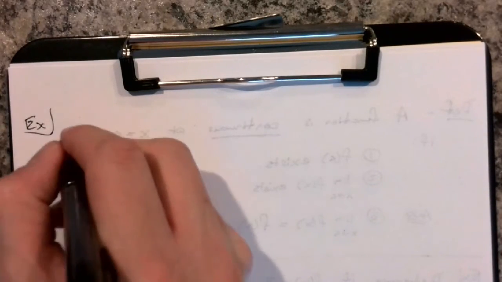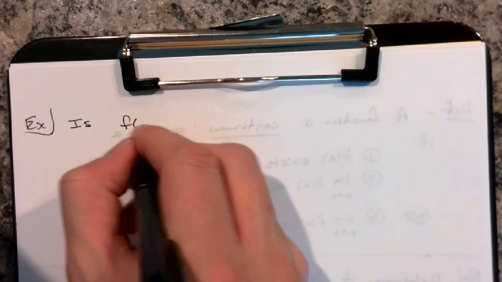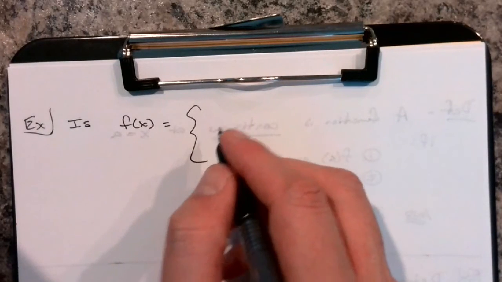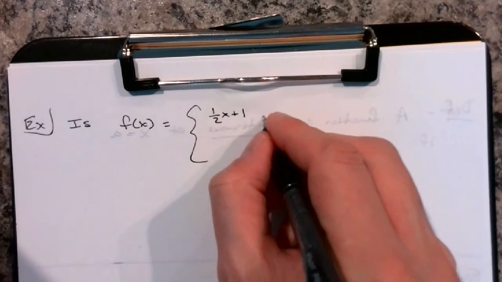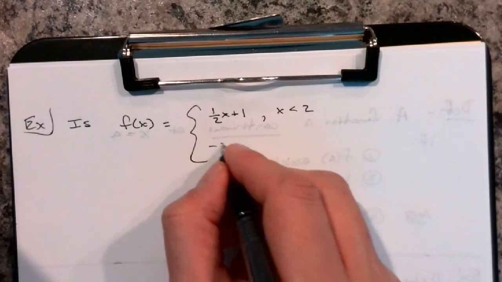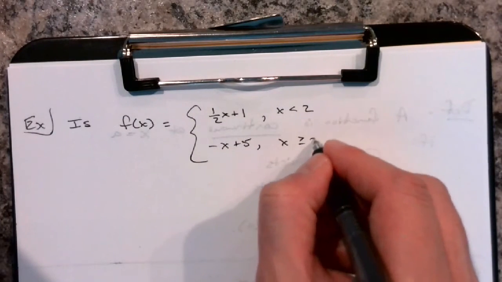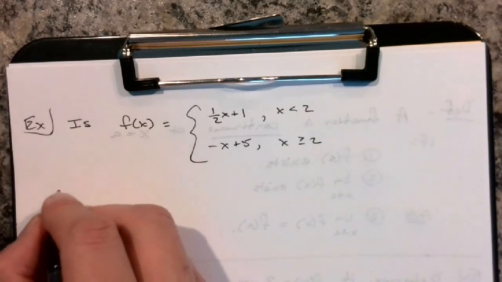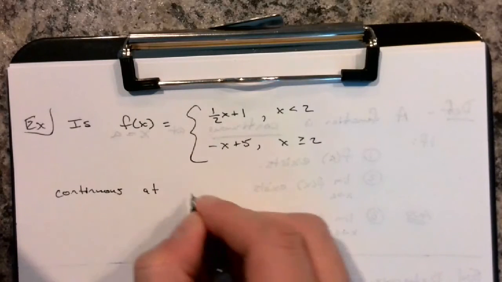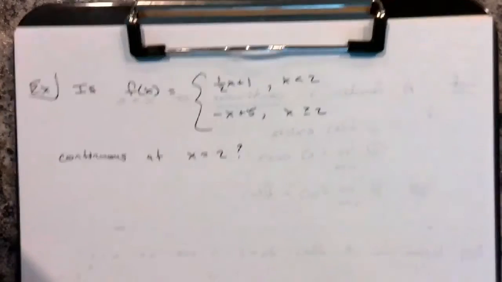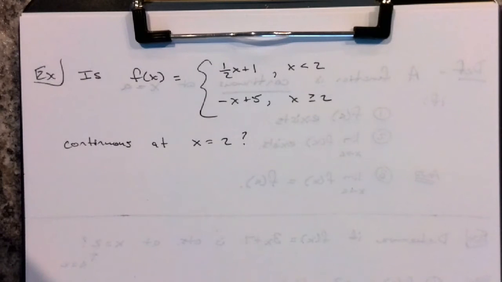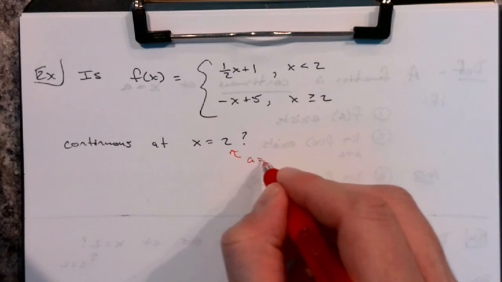So if I was to look at this function here, f of x is equal to, and it's going to be a piecewise function, 1/2 x plus 1 for x less than 2, and negative x plus 5 for x greater than or equal to 2. We want to know, is this continuous at x equals 2? So that's the question. So we have to follow the process for what defines a function as continuous. Remember, in this case, our a is equal to 2.